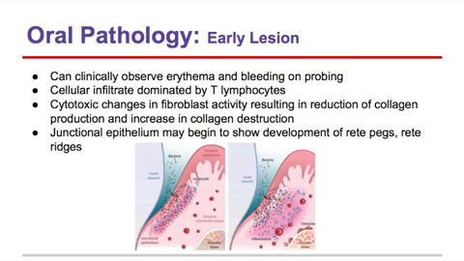Slide number 16 is a continuation of oral pathology in which we will discuss the early lesion. Following the initial lesion is the early lesion. At this stage, erythema, which includes redness around the gingival margins, and bleeding on probing can be clinically observed. The cellular infiltrate in the early lesion is dominated by T lymphocytes. Cytotoxic changes in fibroblast activity lead to a reduction in collagen formation and increase in collagen destruction. Junctional epithelium may begin to show development of rete pegs and rete ridges.